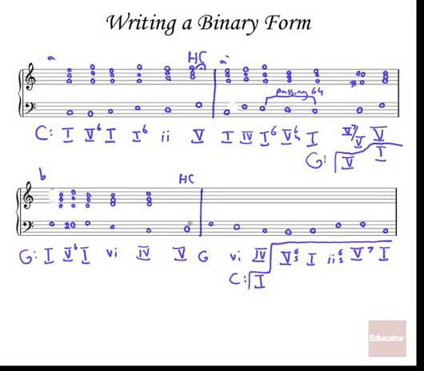And now we just need to introduce contrary motion. So D, F sharp, and A. And here's our half cadence. And the next phrase, I will start higher. G, B, D. And remember, there's a fermata here, and this is a half cadence, so we don't need to be as concerned about leading from this chord to this chord, since this is, in a sense, the start of a new phrase.